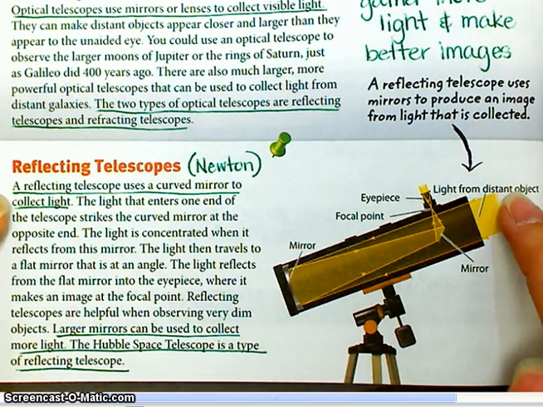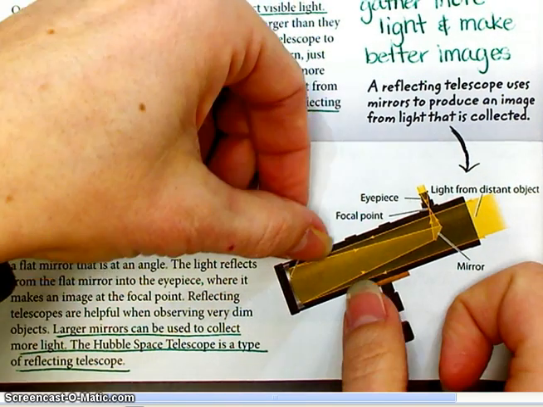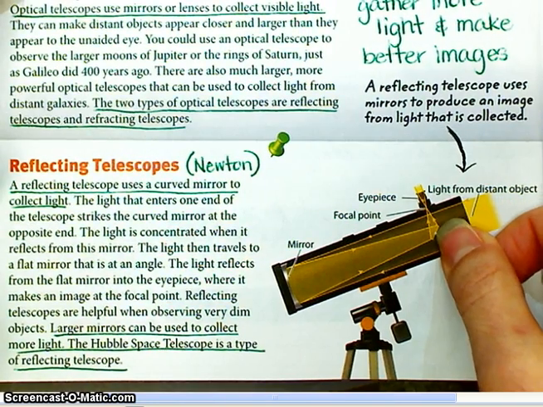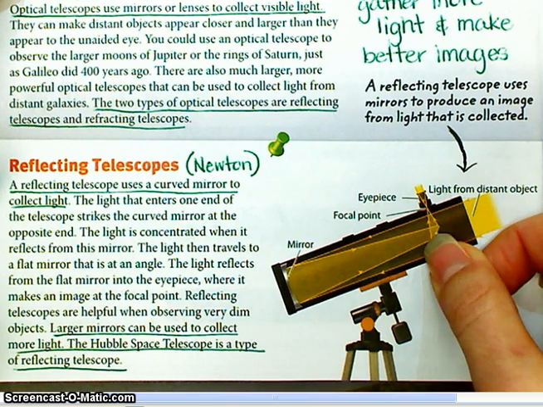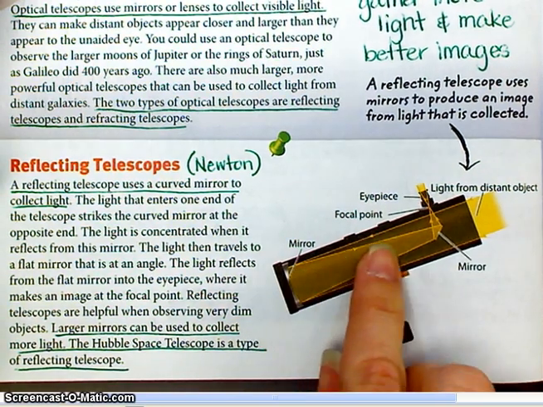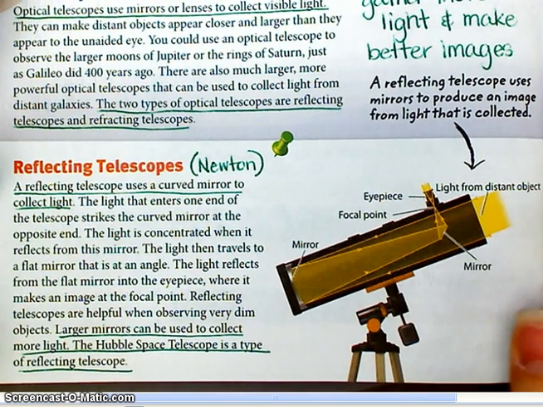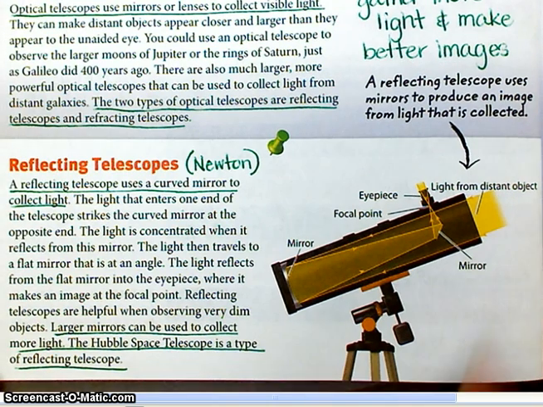So the light comes in, bounces off the mirror. You can see that it begins to focus. It then hits another mirror that's typically mounted in the middle, right here, and it's at an angle. So it takes this light coming back, bounces it, and turns it 90 degrees, so it'll go out this eyepiece. And the eyepiece helps to focus the light so that you can see it.